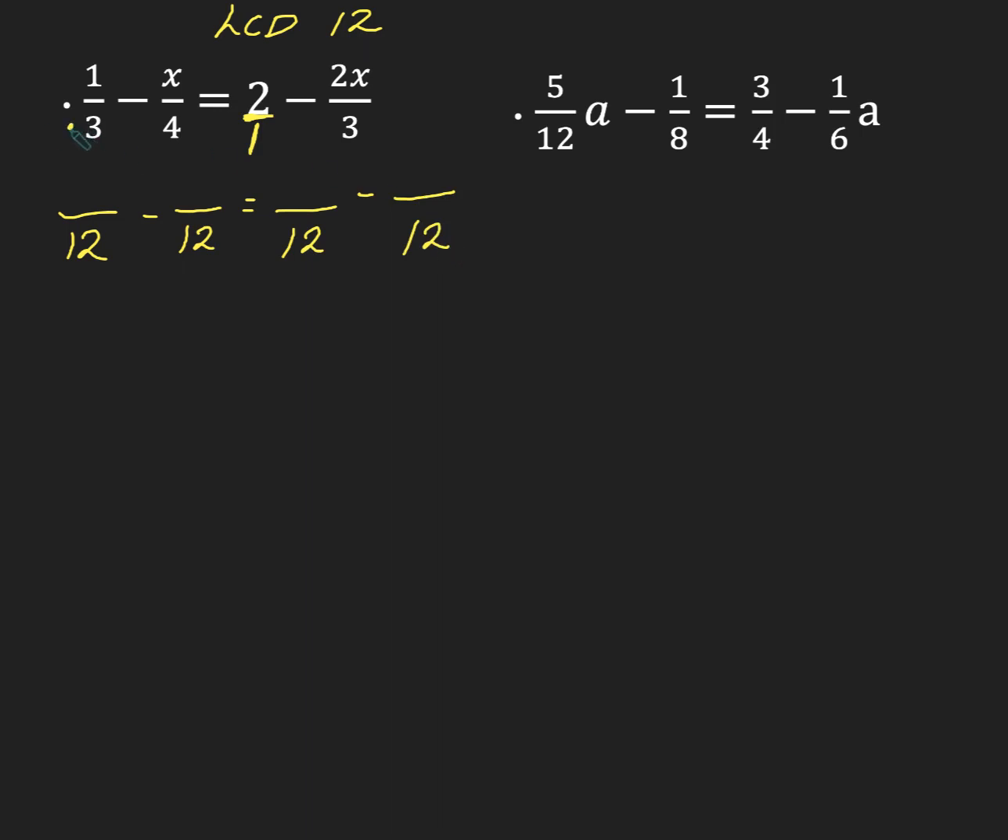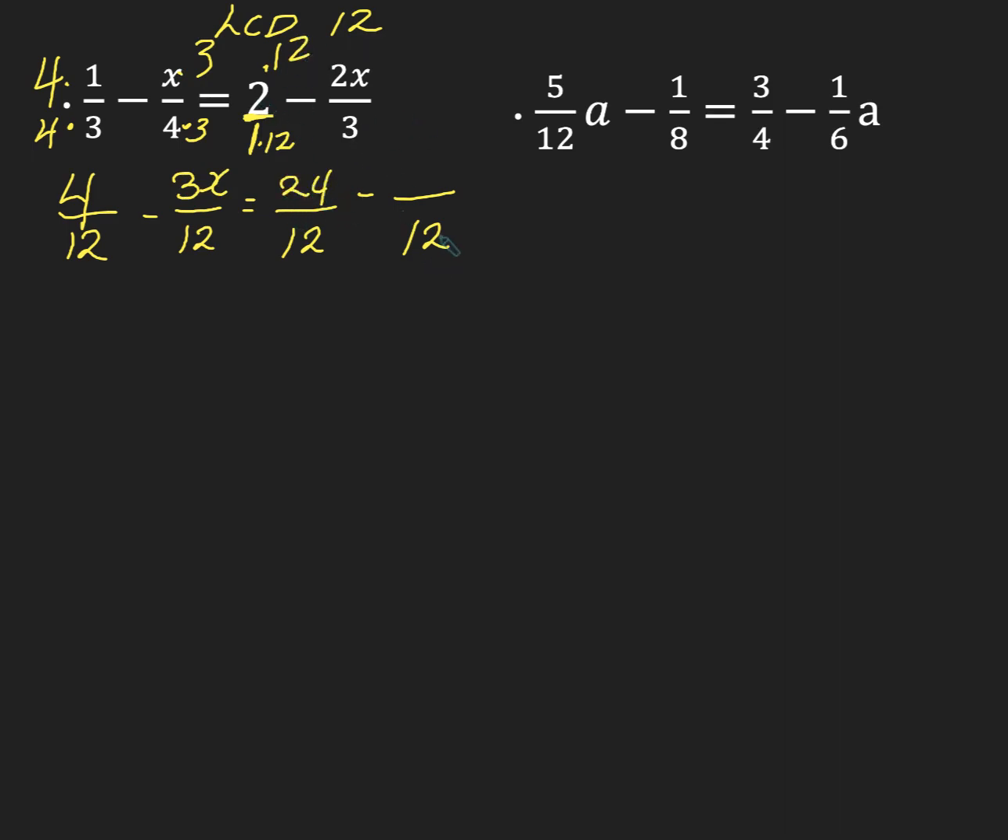To make 3 12, I would times by 4. 4 times 1 is 4. To make 4 12, I would times by 3. 3 times x is 3x. This is a 1. To make it 12, I would times by 12. 2 times 12 is 24.